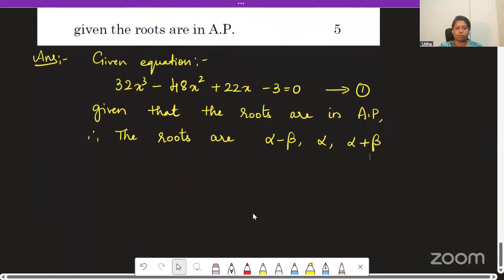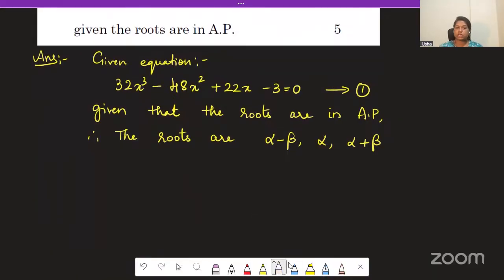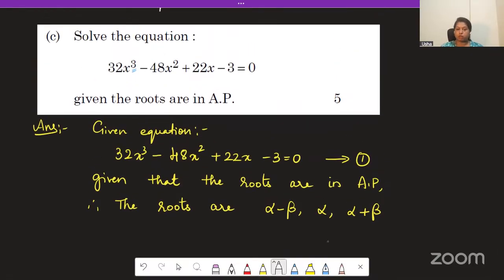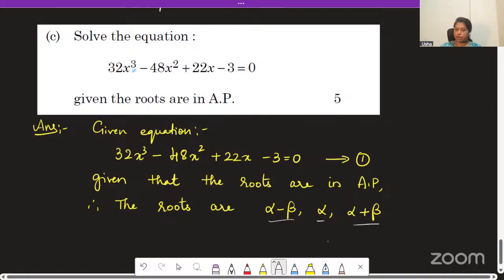Now we need to solve them. To solve, first take the sum of the roots. So what is solving? Solving means now I have assumed these are the roots, and I need to find out the values of alpha and beta, and then alpha minus beta, alpha and alpha plus beta are the answers.